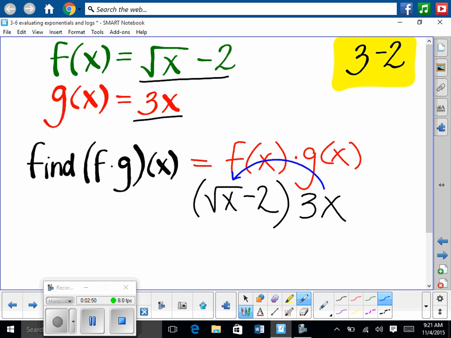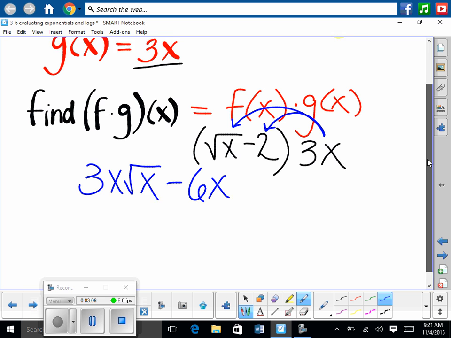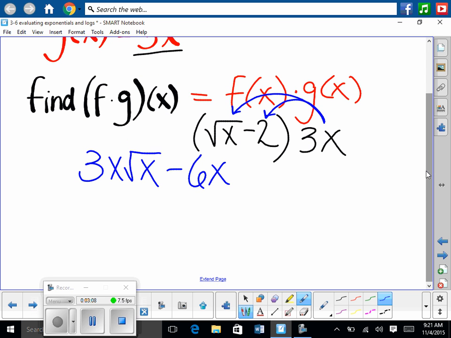3x times the square root of x is? 3x square roots of x. You're awesome. And then 3x times negative 2? Good, negative 6x. Okay, now we kind of stopped here, but then we did talk about, well, actually, we could kind of go further, right? We could kind of go further.